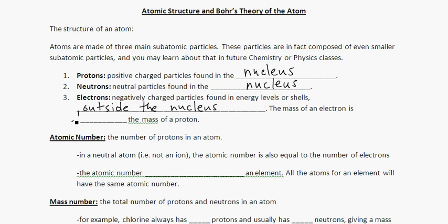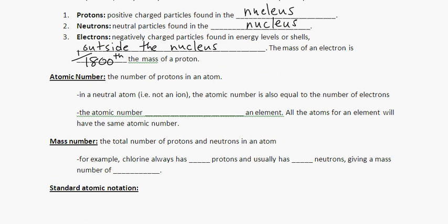They are about 1/1800th the mass of a proton. So again, when we're talking about the mass of an atom, we can ignore the mass of the electrons. It's negligible compared to the mass of the protons and neutrons.